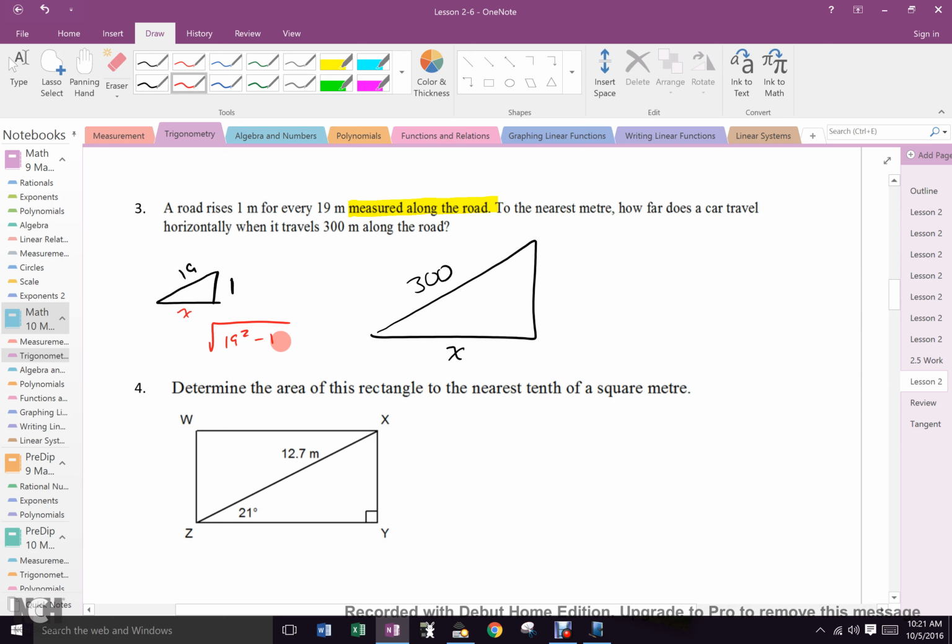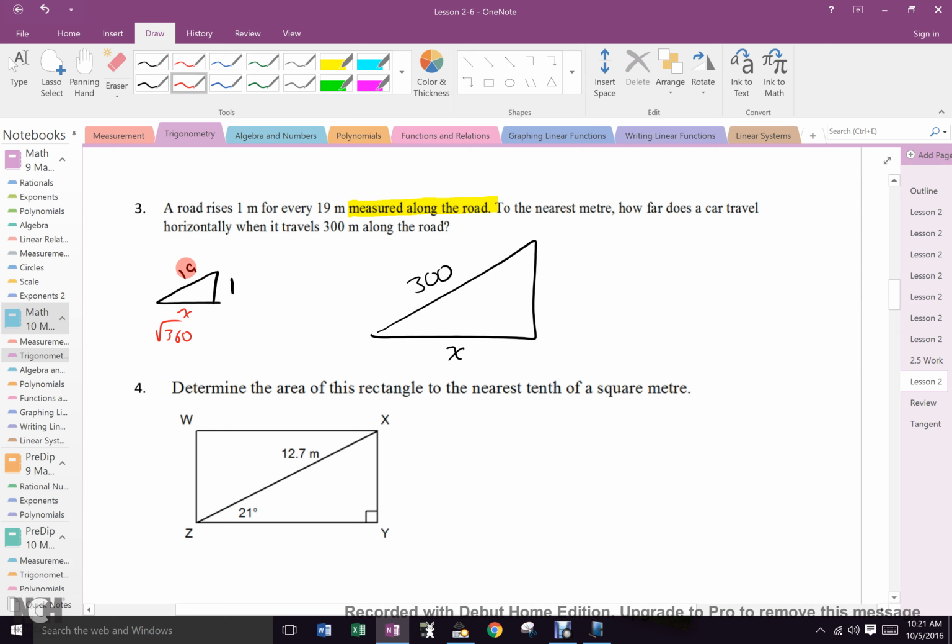Right? Everyone agrees? No. 19 squared is 361. Minus 1 is 360. So this is the square root of 360. Does everyone agree? No, just trust me. Let's just leave it as root 360. Then we don't have to do any rounding, yeah? So this is root 360, yes?